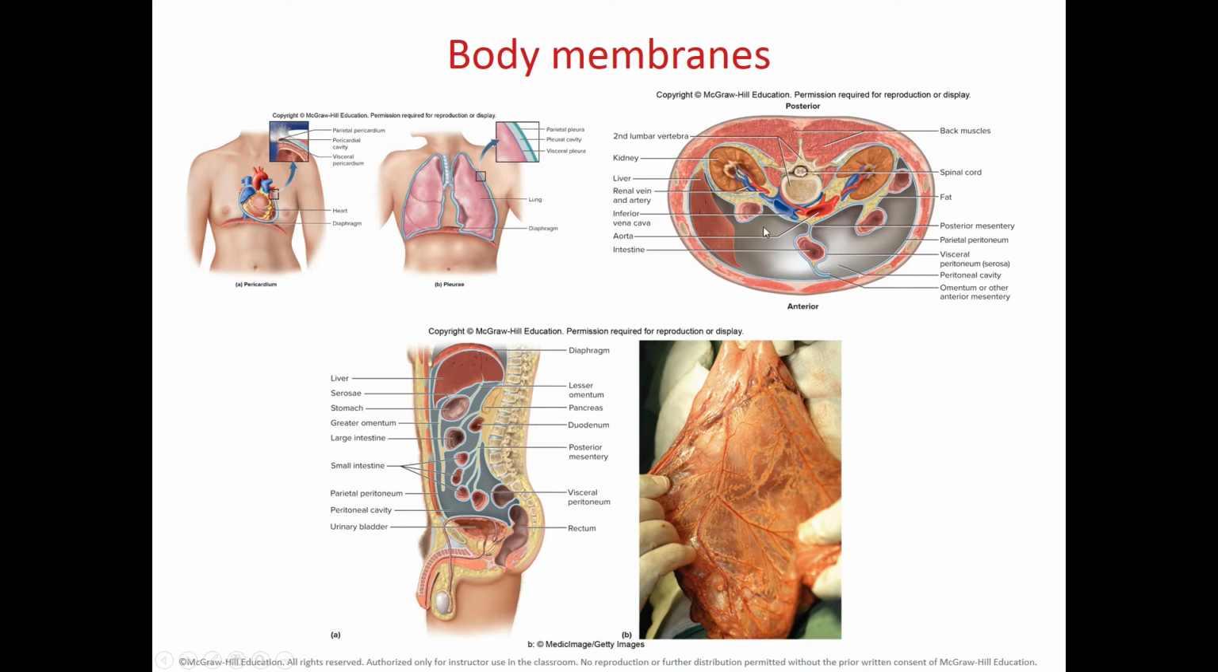And all the organs that are located behind this parietal peritoneum are called retroperitoneal organs, because retro means behind. So any organ that is behind this parietal peritoneum, which is this blue membrane that you see here, is called retroperitoneal. So you can see here then the kidneys, you can see these blood vessels in here that are called the inferior vena cava, and then the aorta.